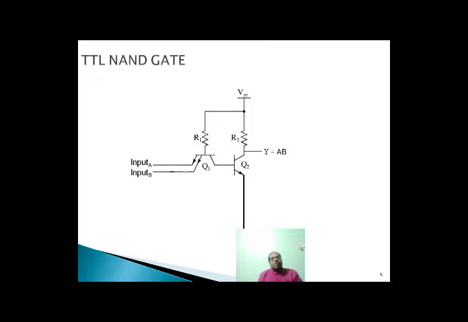Once again I am repeating. By viewing this diagram, we notice that it uses NAND circuits, with transistors having multiple emitters. In this we have two inputs, input A and input B, two resistors R1 and R2, two transistors Q1 and Q2, one collector supply voltage VCC, and one ground. Output value Y equals AB bar. This is the TTL NAND gate.